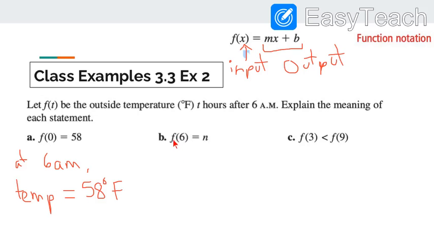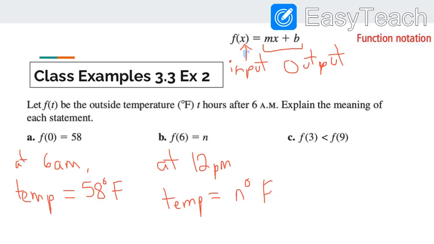The next one says f of 6 is equal to n. So 6 again is the number of hours after 6 a.m. So this is going to be at 12 p.m., or at noon, the temperature is n. It is not a set value because we don't know exactly what that value is.